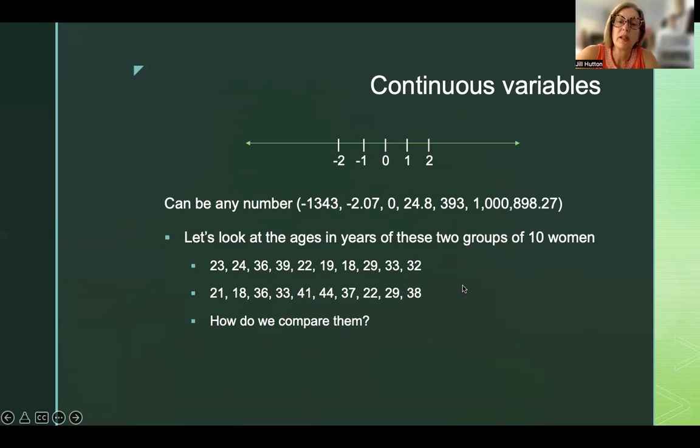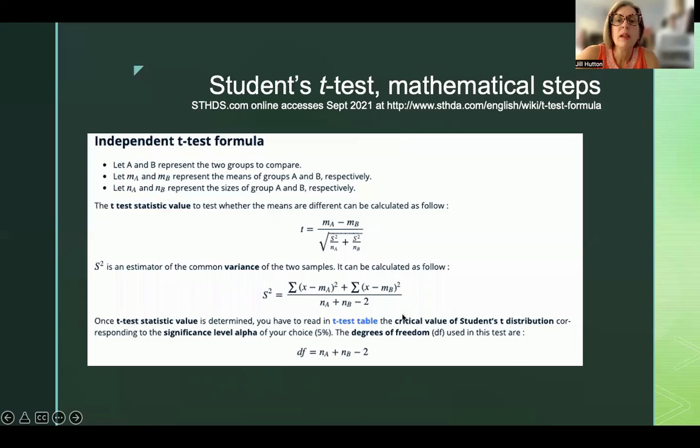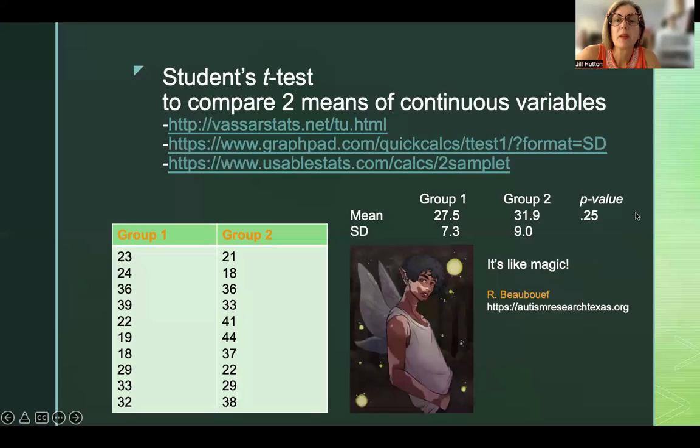And remember that age over 35 is a risk factor for preeclampsia. So I need to make sure that neither of these groups is substantially older. So how do I compare them? The answer is with a Student's t-test. And this slide, I'm putting this here really just to remind you that you can investigate this as you see fit. But for this lecture, we're going to use online calculators.